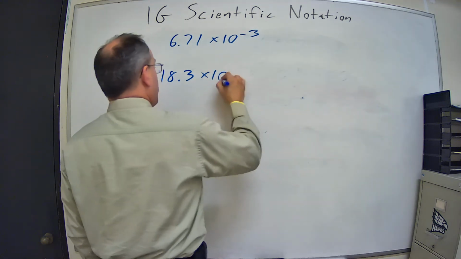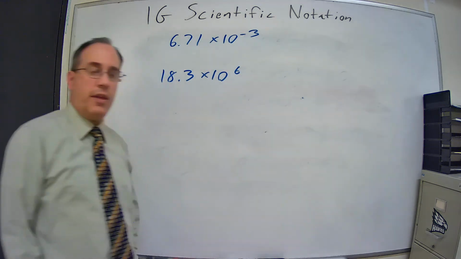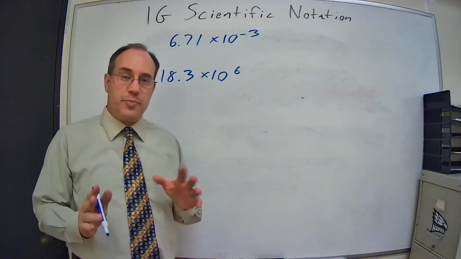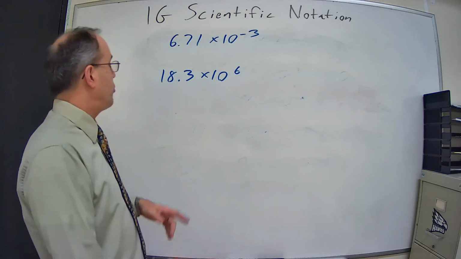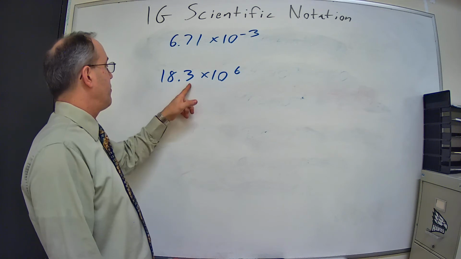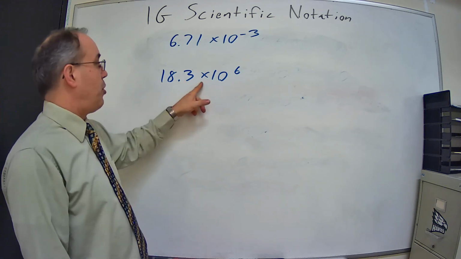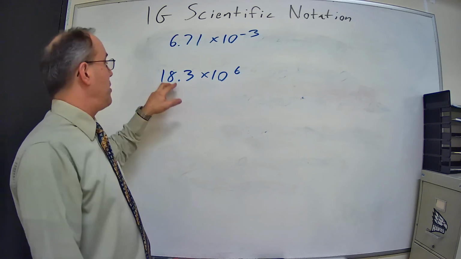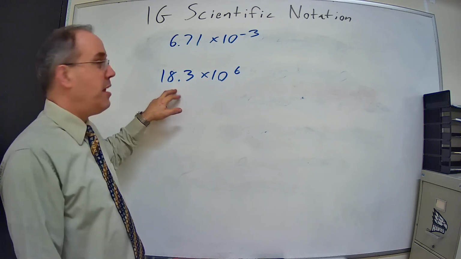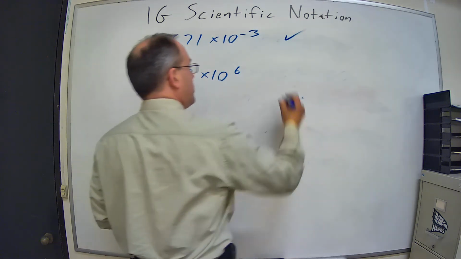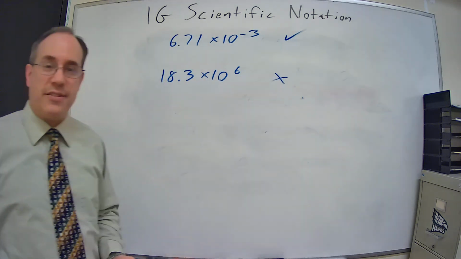18.3 times 10 to the 6. Is that a number in scientific notation? Scientific notation is broken up into two parts. A number between 1 and 10. No, not between 1 and 10. It is multiplied by 10 to some power, but this number is not between 1 and 10, therefore it is not. So I'm going to say, no, that is not.